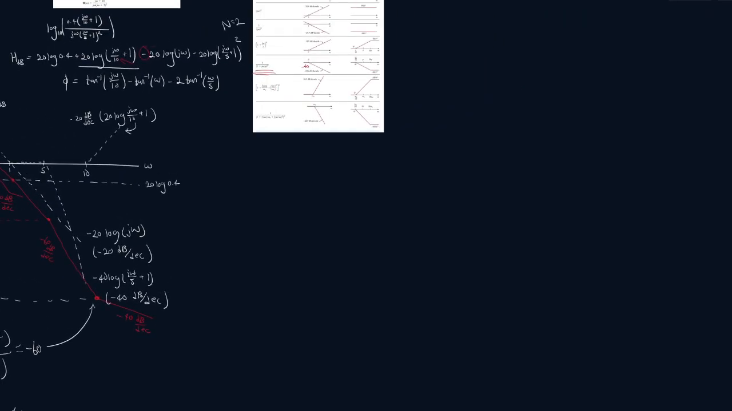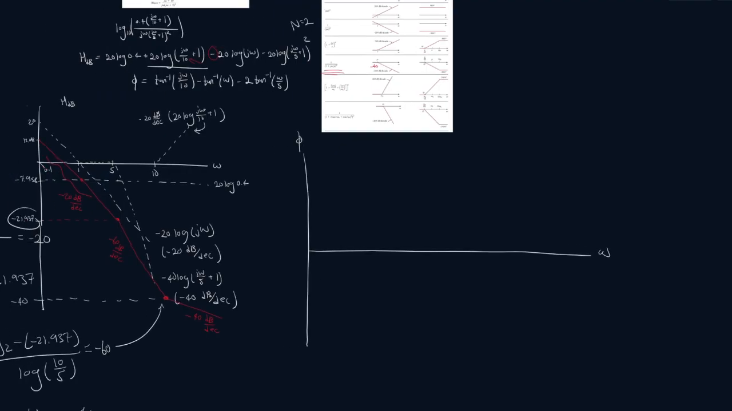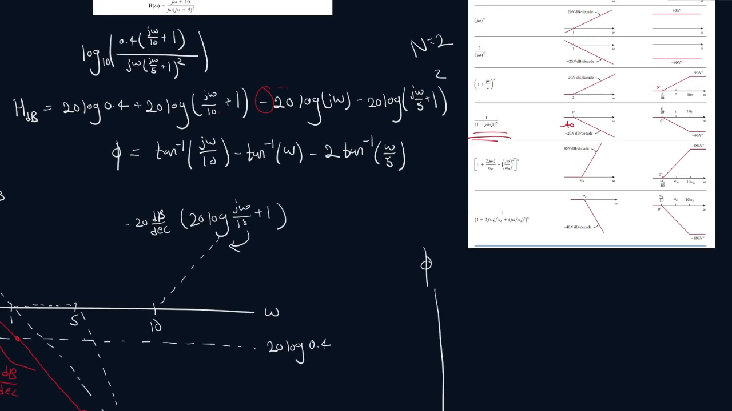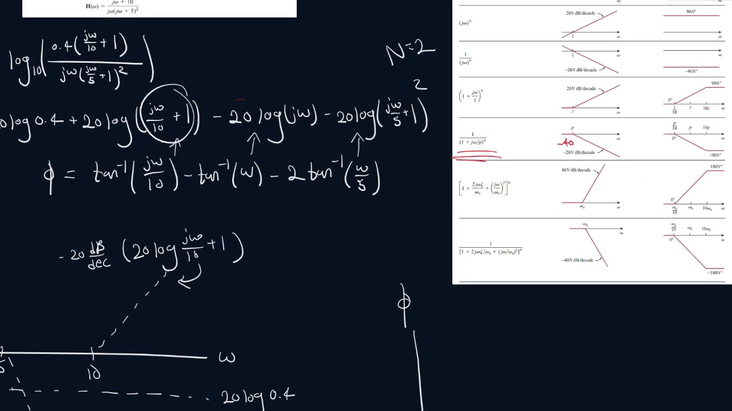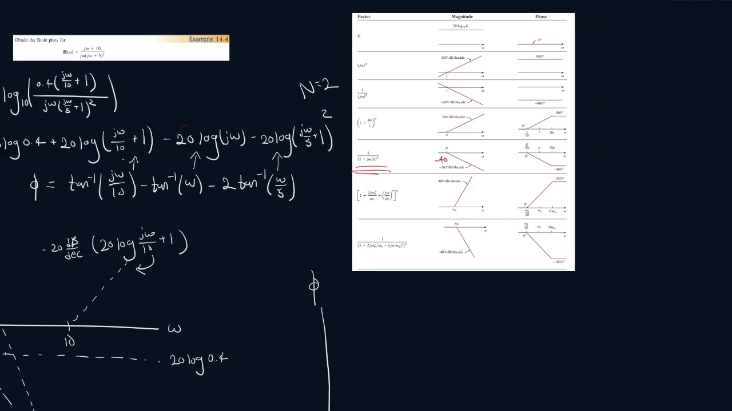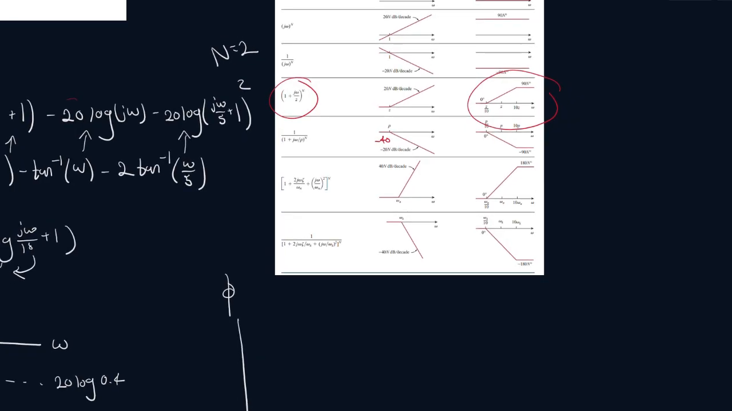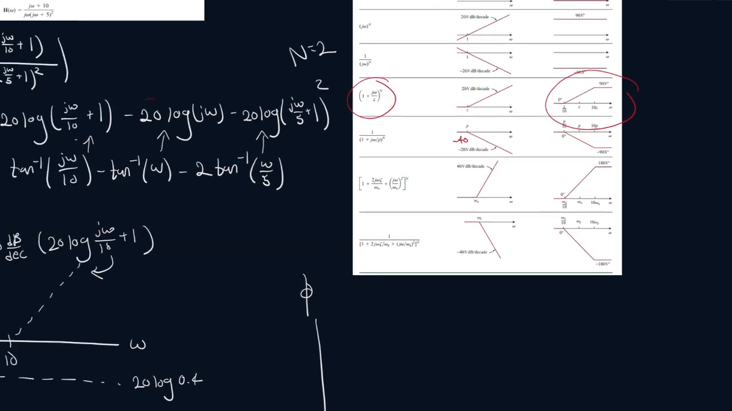Now let's do our phase one. Okay, so we're going to be working with these tans. Find what they're related to. So this is related to this one. This one is related to this one. This one is related to this one. So let's take a look at these. So jw over 10 plus 1. So this one matches.